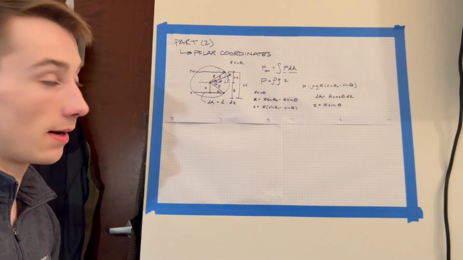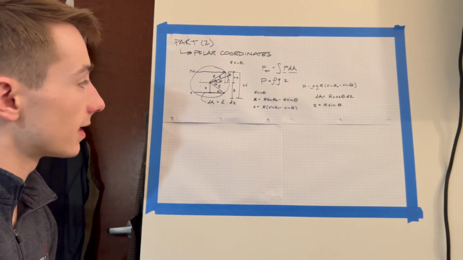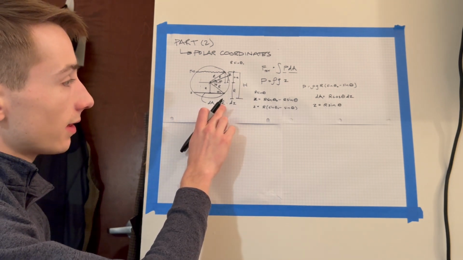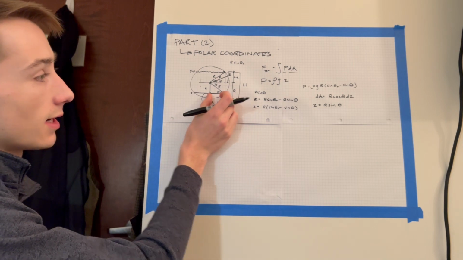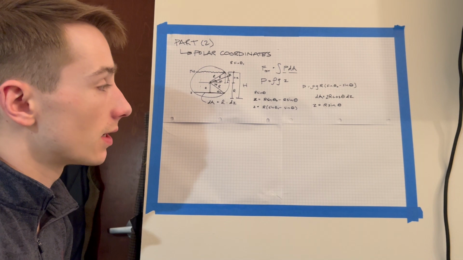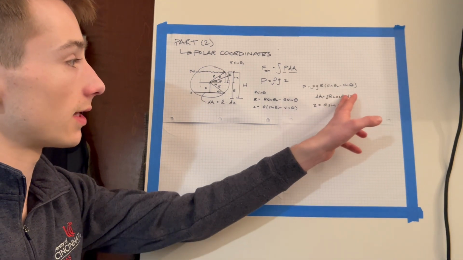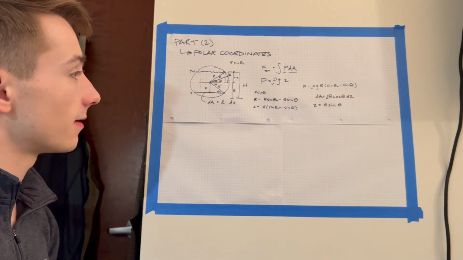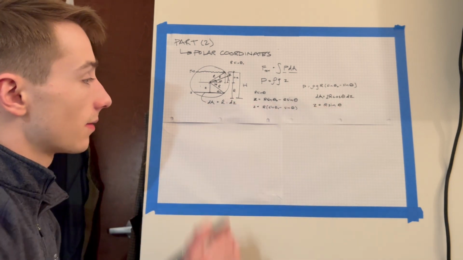Oh, and you know what? I'm just looking back now, and I made another mistake. Our length here is not just r cosine theta, but it's two of those rather. So it's important that we multiply our length factor there by 2. Can't forget that.